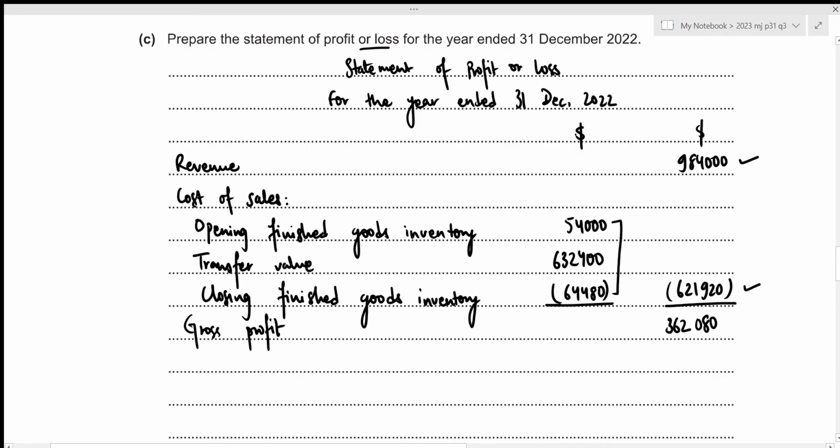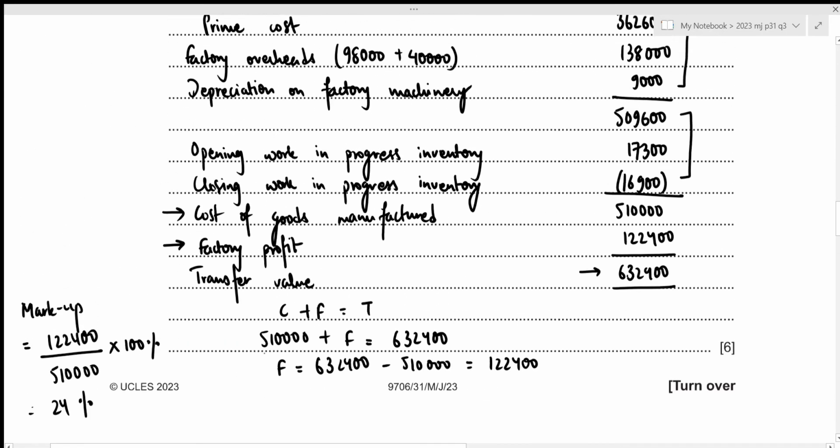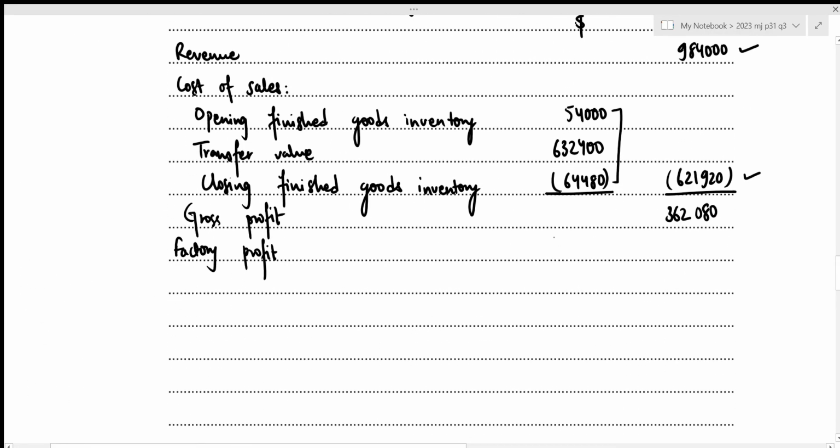Okay. Now the next step would be to adjust for our unrealized profit. So we just need to add our factory profit to it. And factory profit, we already have it in our manufacturing account to be 122,400. And we are adding it again, because remember that we basically subtracted the transfer value under our cost of sales, which means that we also subtracted the factory profit, but profit should always be added, so we're just trying to reverse that.